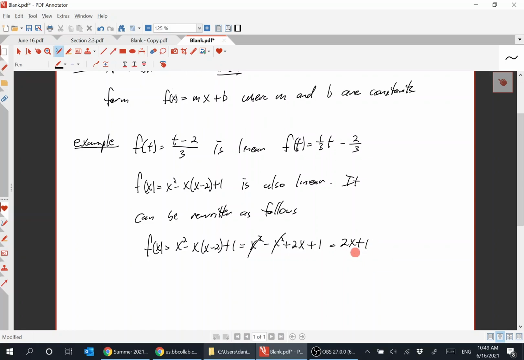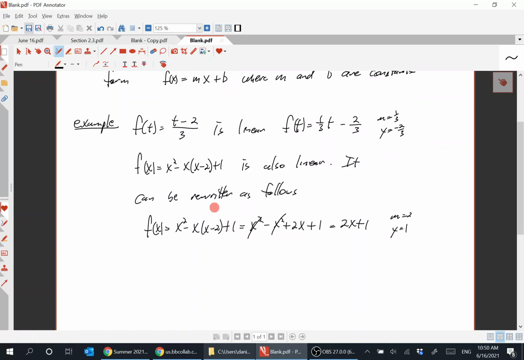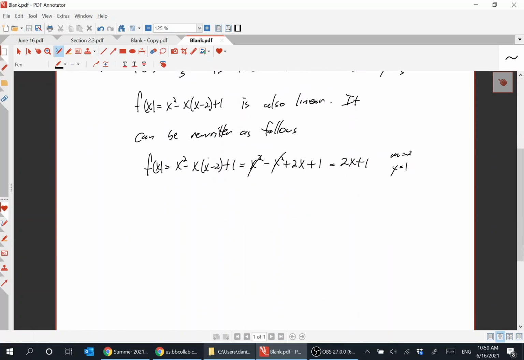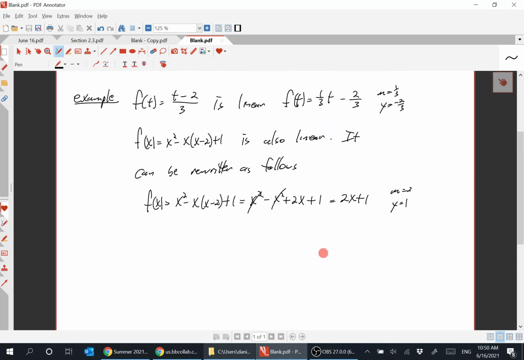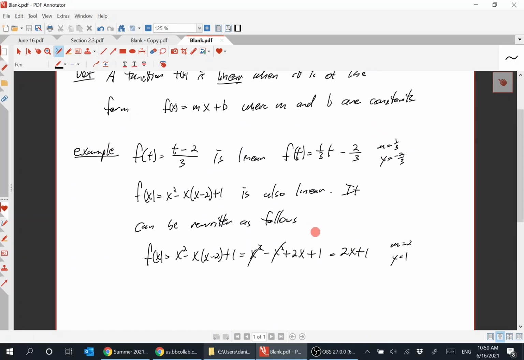Okay? Here, m equals 1/3, b equals minus 2/3. The slope of this linear function, right, the 2 in this case, the 1/3 in that case, the m value in general, right, with the line we call it the slope.